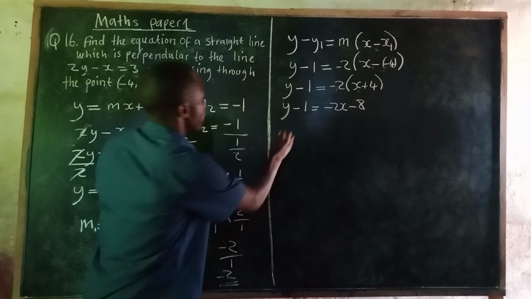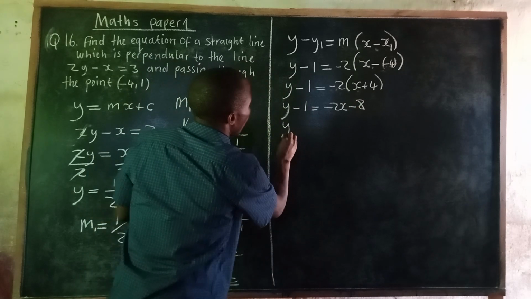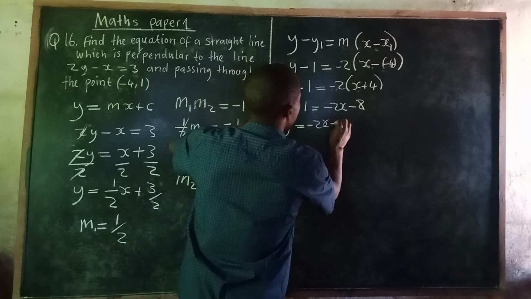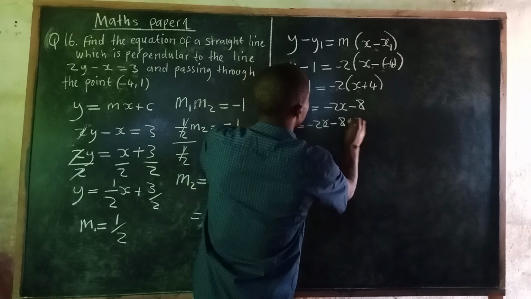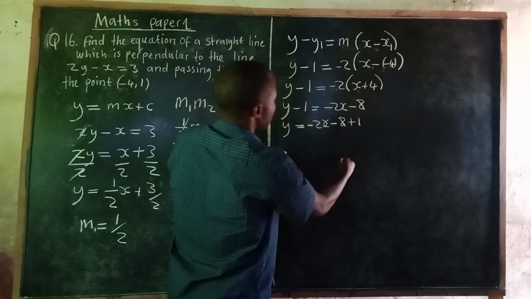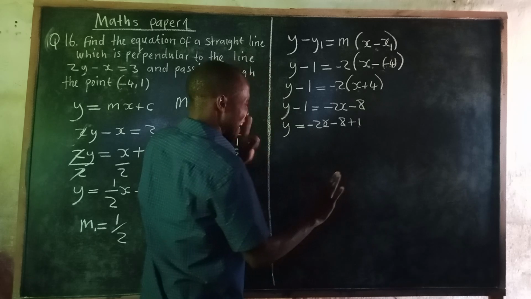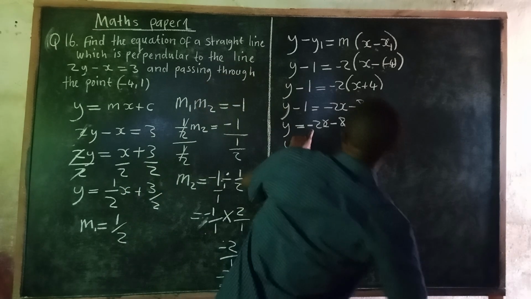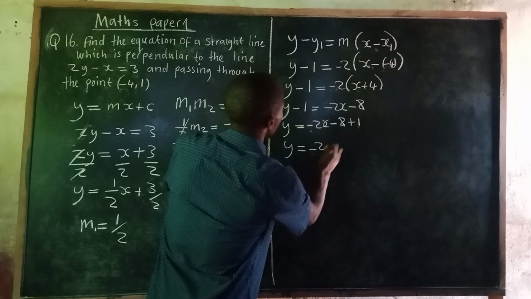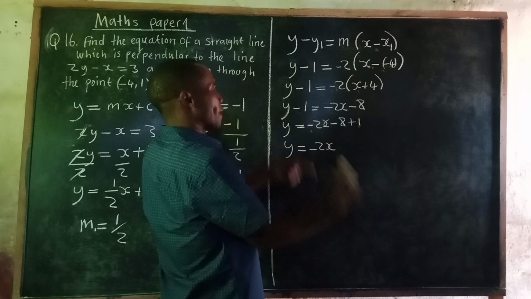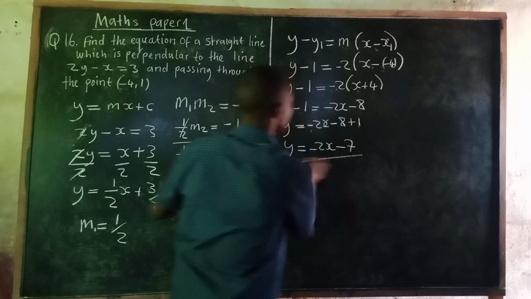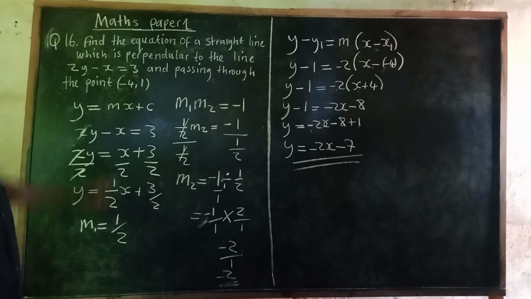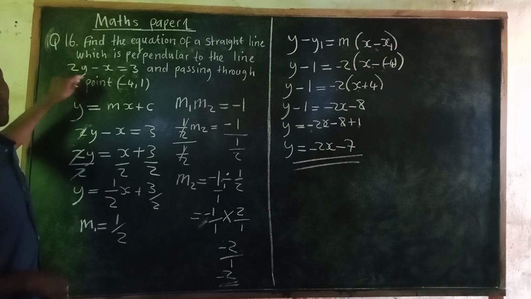Okay? Then from there, you collect now the right terms. y is equal to negative 2x minus 8, then plus 1. Because this one, when it goes to the other side, it will be a positive 1. Then from there, you are going to say y equals negative 2x, then negative 8 plus 1, the answer is negative 7. Hence the equation. So this is the equation which was perpendicular to the equation that we have on the chalkboard.